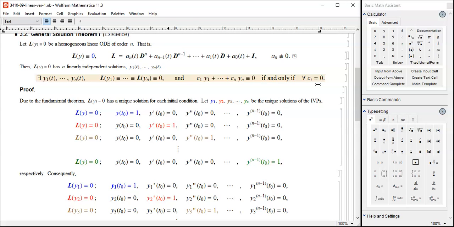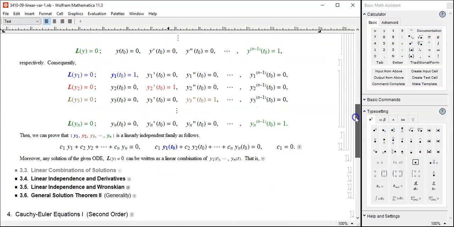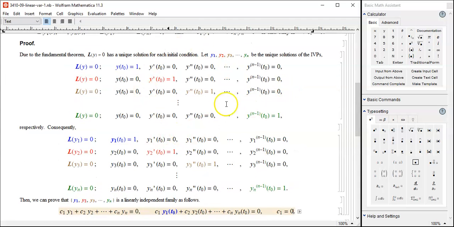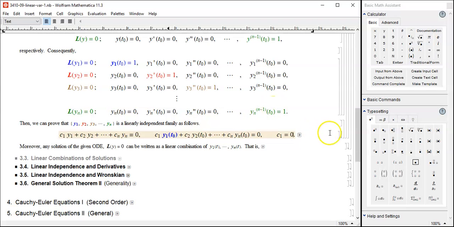So far we proved C1 is 0. And we have more to go, but as a matter of fact, we are almost there. We got up to here, C1 is equal to 0 from this linear combination and plugging in t0. Okay, here comes a second clever idea. The first clever idea is to set up these IVPs. The second clever idea is to take the derivatives.